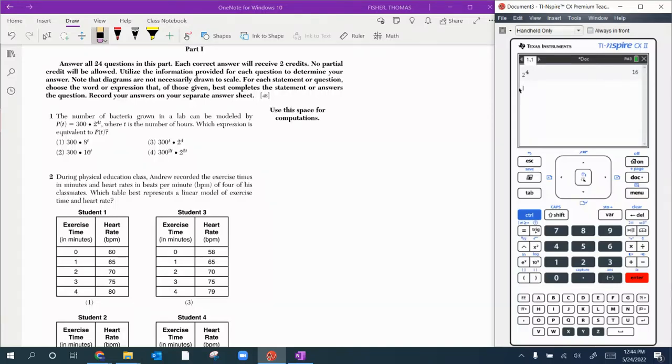Today we're doing the August 2018 Regents exam, looking at some multiple choice here first. So the first one says 300 times 2 to the 4t, and it looks like we're going to have to just rewrite that into an equivalent form.